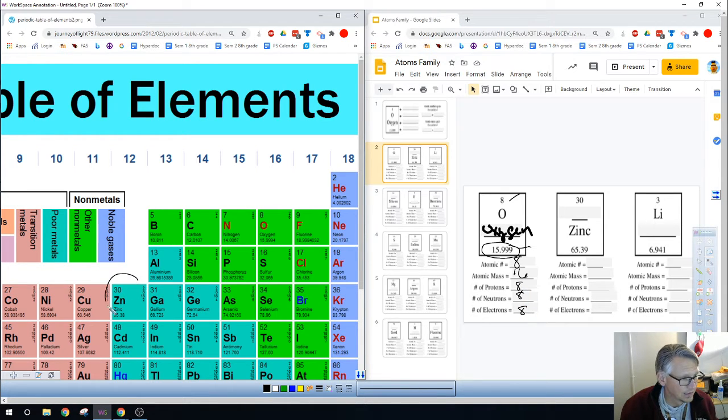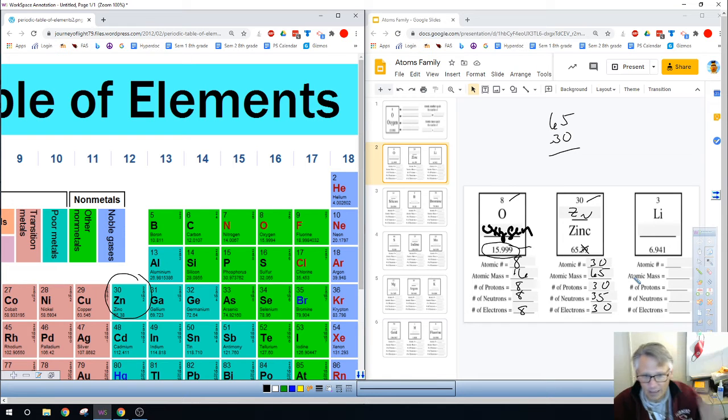So zinc is right here. So 30, the symbol is Zn. Zinc, 65.38. When we round, we're going to get rid of that 0.38. So the atomic number is 30. The atomic mass is 65. The number of protons, there's the atomic number, which is 30. And the number of protons and electrons in a neutral atom will be the same. Neutrons will be 65 minus 30. Protons plus neutrons minus protons will give us 35.